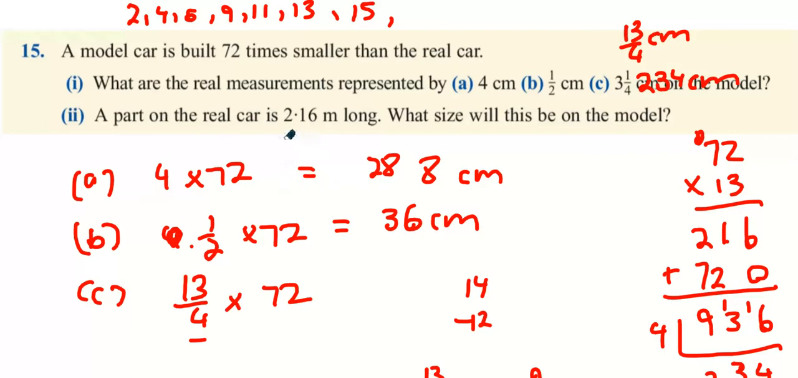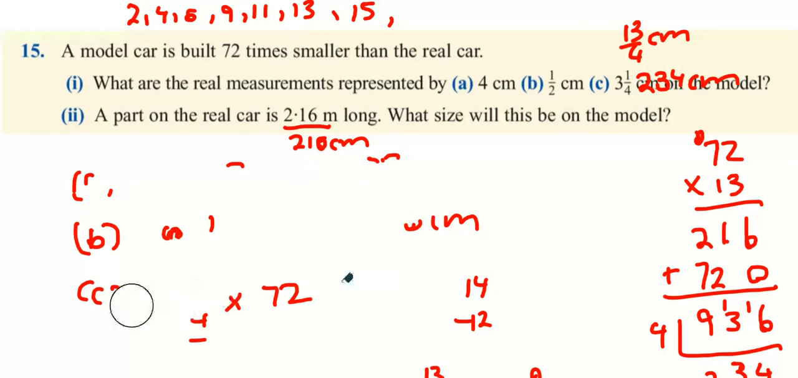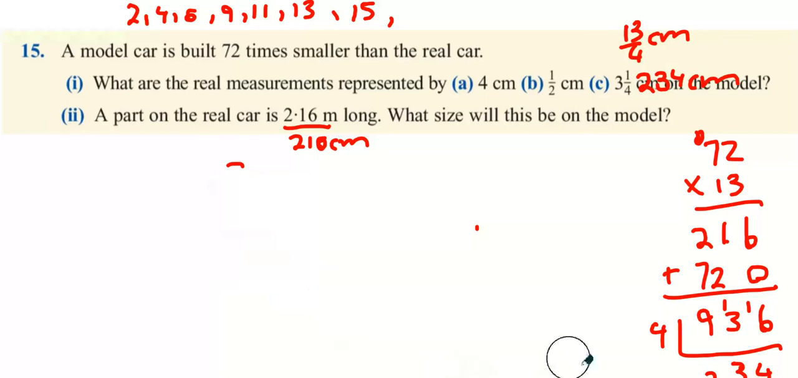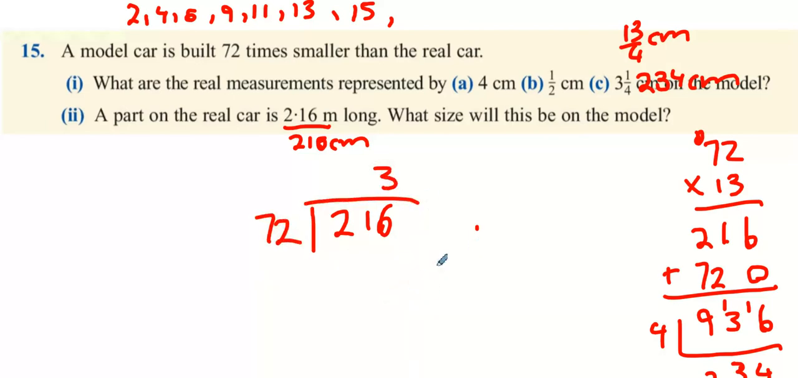Now, a part of the real car is 216 centimeters, 2.16 meters long. That's 216 centimeters, okay? What size will this be in the model? You've got to remember that the model is 72 times smaller. So if we divide 216 by 72, we can find out what size that part is in the model. So it's simply going to go 3 times. Okay, there's 3 times 72.